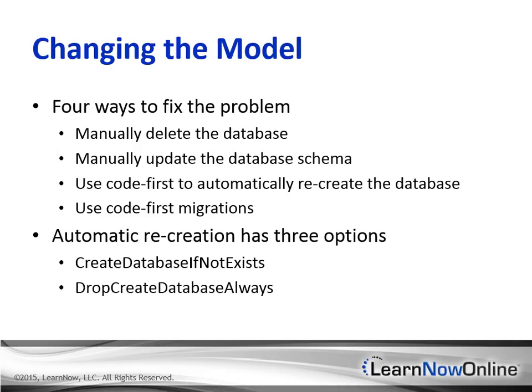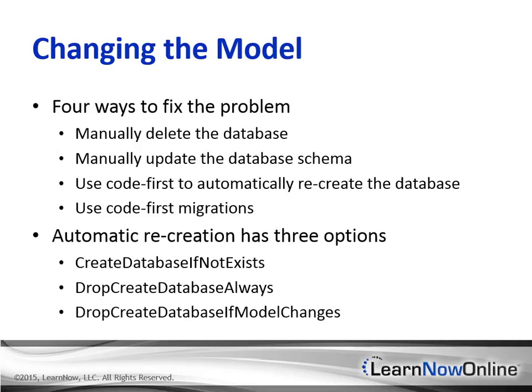Second option is drop create database always. So in this case, every time you run the application, it's going to drop the database and recreate it. A little extreme, but for the first few iterations of developing an application may make perfect sense. If you're changing the schema extensively every time, then this might be an option that makes sense. And then later you can change to something else. None of these are set in stone for the life of the application. You can bounce between them.